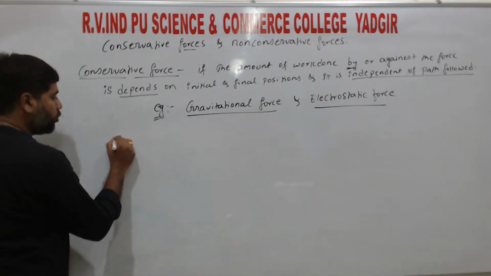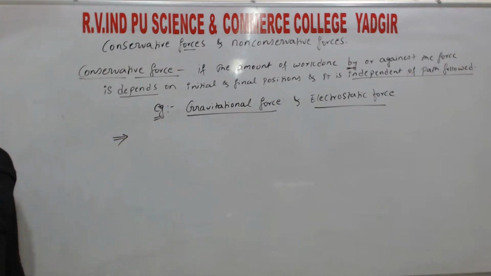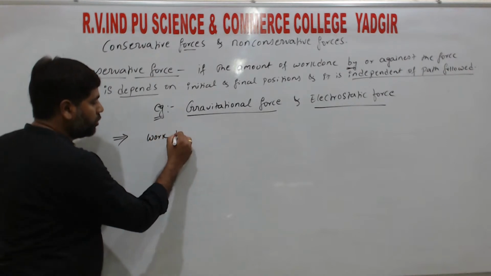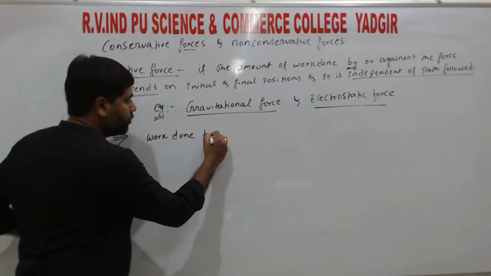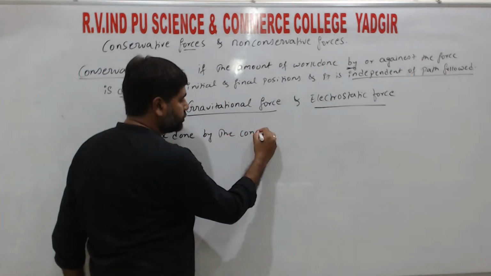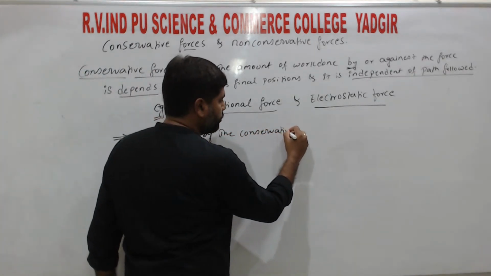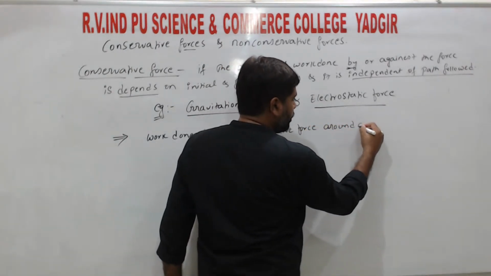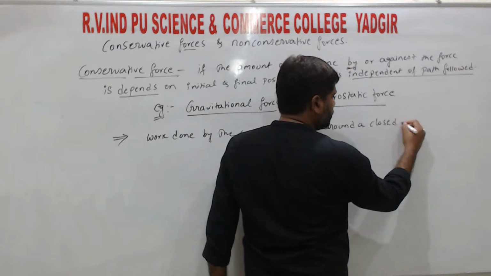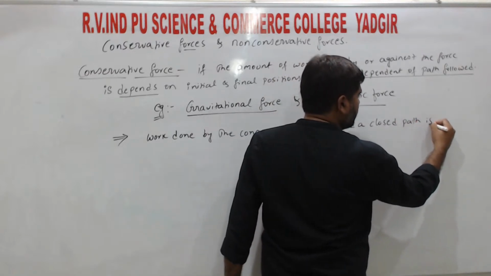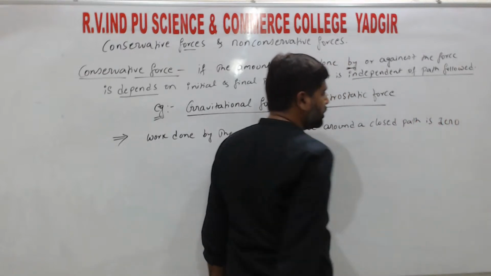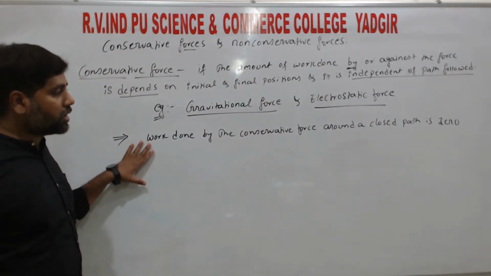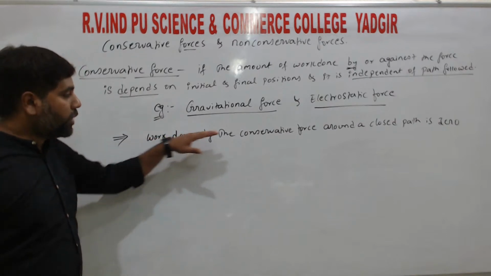So one more important point about the conservative force is that the work done by the conservative force around a closed path is zero. So this is the second condition for the conservative force. So the second condition for the conservative force is the work done by the conservative force.